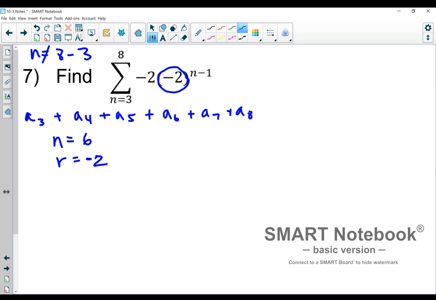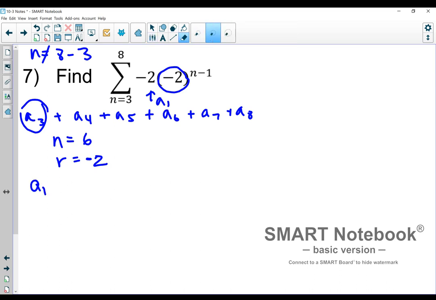And I know it's really tempting to look at this and say, well, this is a sub 1, but I'm not starting adding with that. So it's not really my a sub 1. I need to find what this thing is. And you can call it a sub 1 or you can call it a sub 3, but I need to find the first term of the stuff I'm adding. I'm going to call it a1.